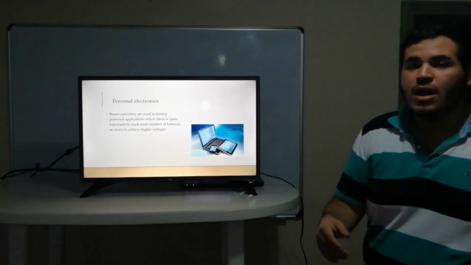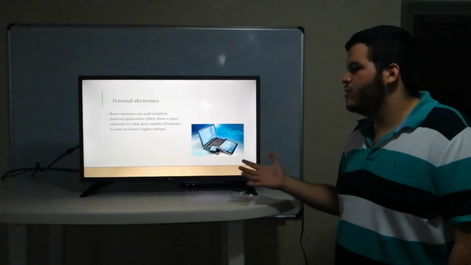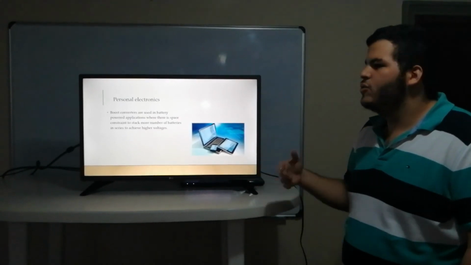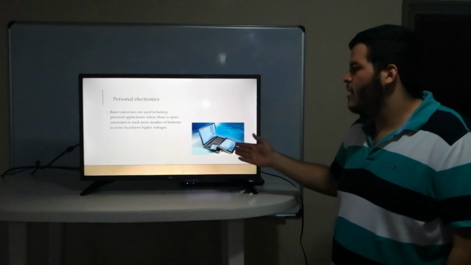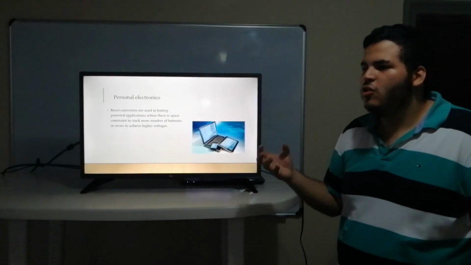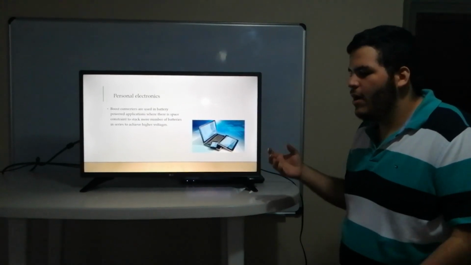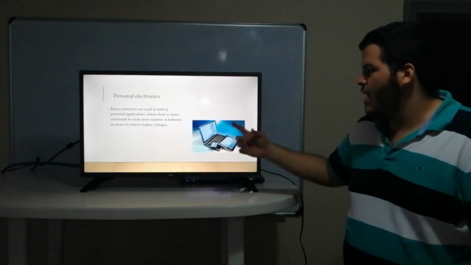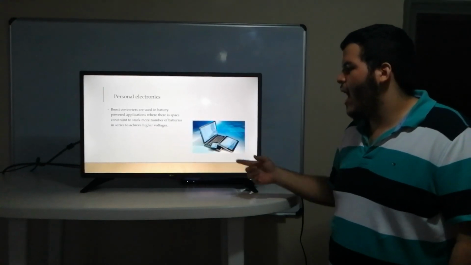And finally, they can also be found in personal electronics, because boost converters are used in power battery applications where the space is constrained and we need to put more batteries in them to achieve higher voltages.